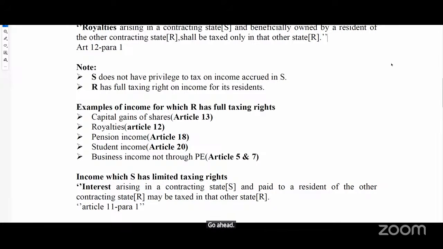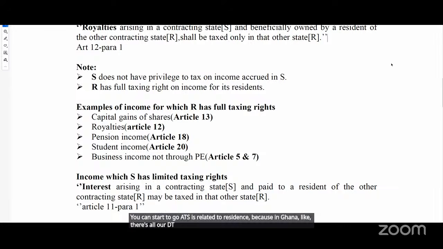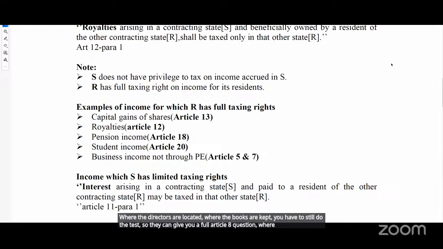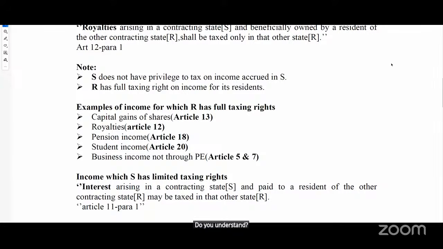No, that one doesn't really get taxed. You can say Article 8, yes, is related to resident because in Ghana, all our DTAs say where the ship owner is resident, or where the aircraft owner is resident. So it's sort of related to residence. Yes, but you must do all the tests: where the directors are located, where the books are kept. You have to still do the test. So they can give you a full Article 8 question where you have to do all those tests. Do you understand?